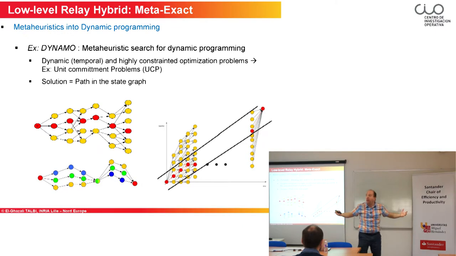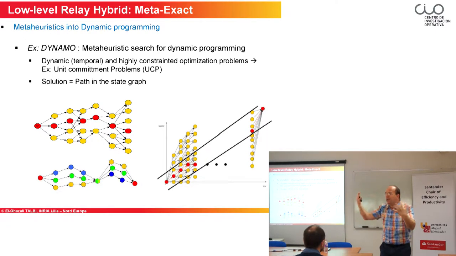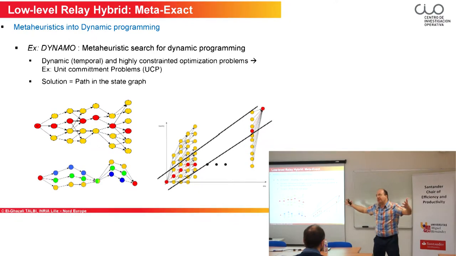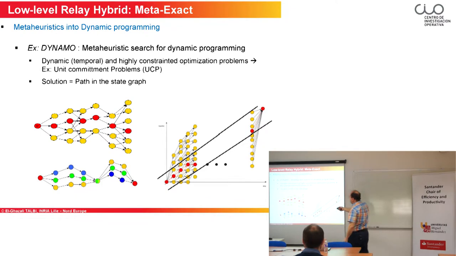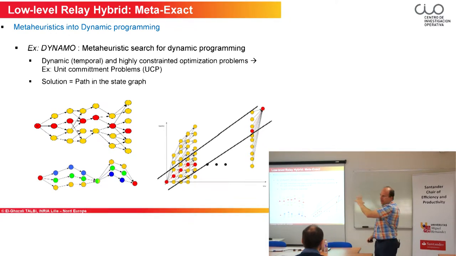What is neighborhood? What is mutation? What is crossover? How will you recombine two paths? What's the neighborhood of a path? A lot of nice ideas came out of this; it was a complete thesis, okay? But I'm very happy with this argument because it's very, very efficient. So if you have problems where dynamic programming is efficient, let's go there. Okay?